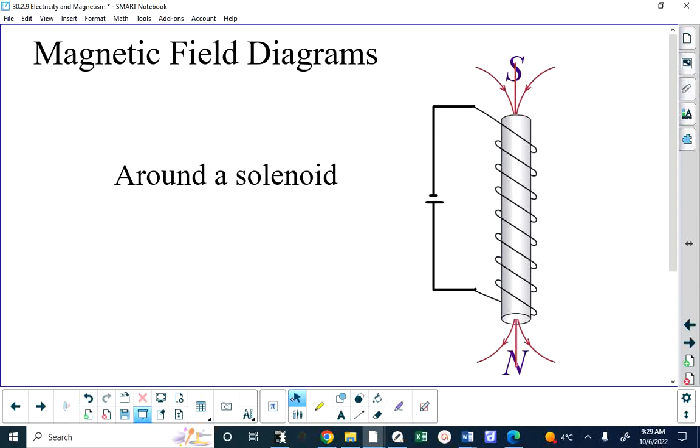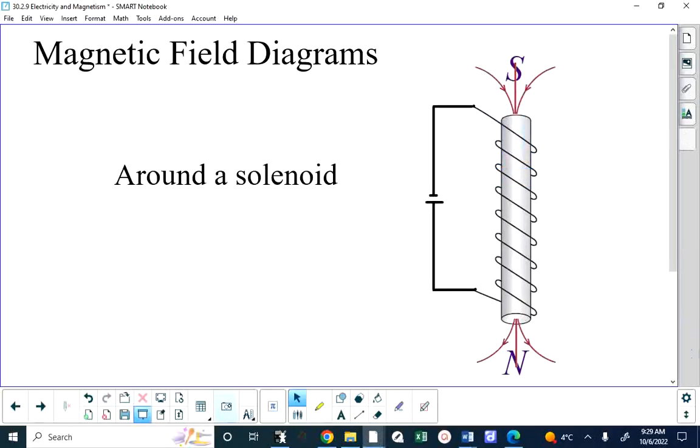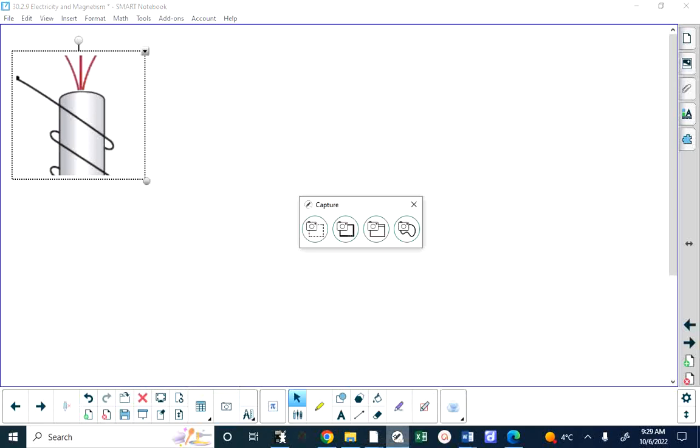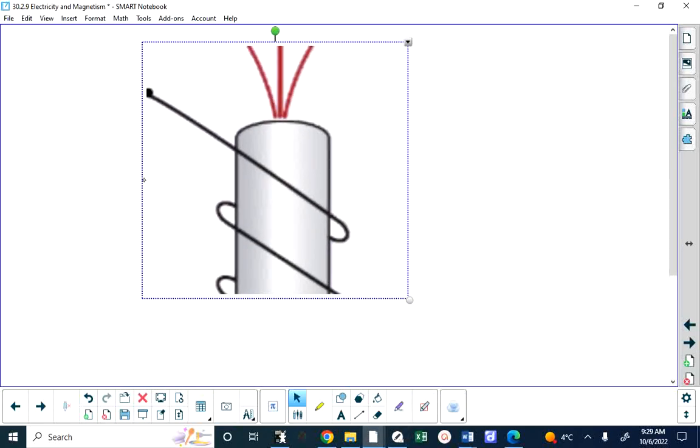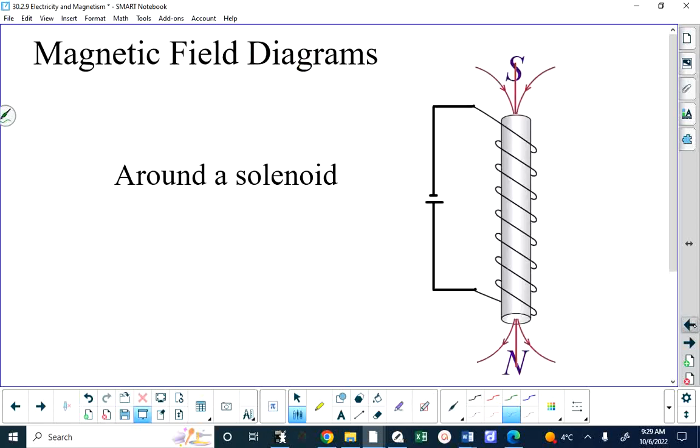If I focus my attention on this wire that I can see at the top of the solenoid that's out in front of the solenoid, this wire here, and I take a look at the diagram and I see that that wire is connected to the negative terminal. Exactly.